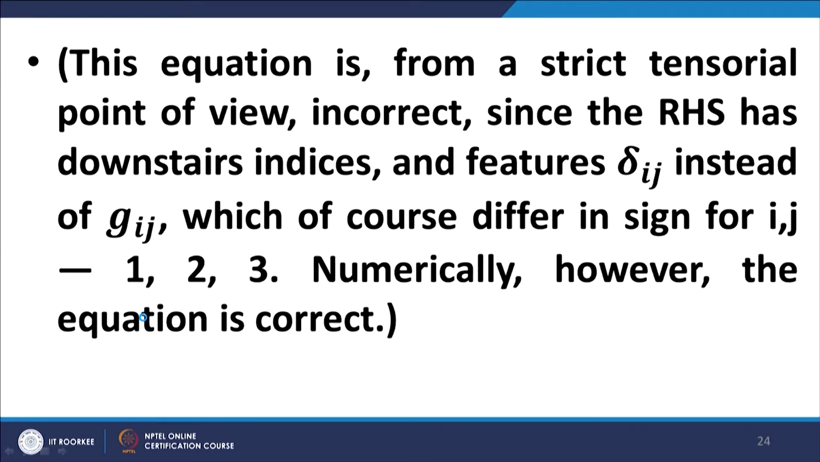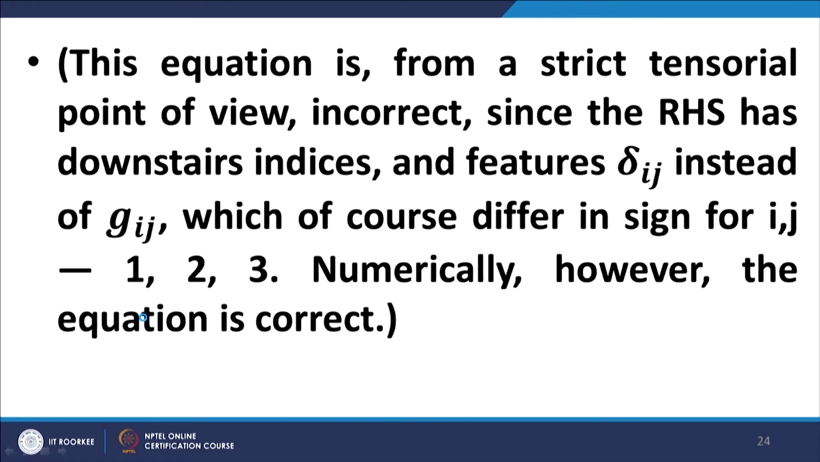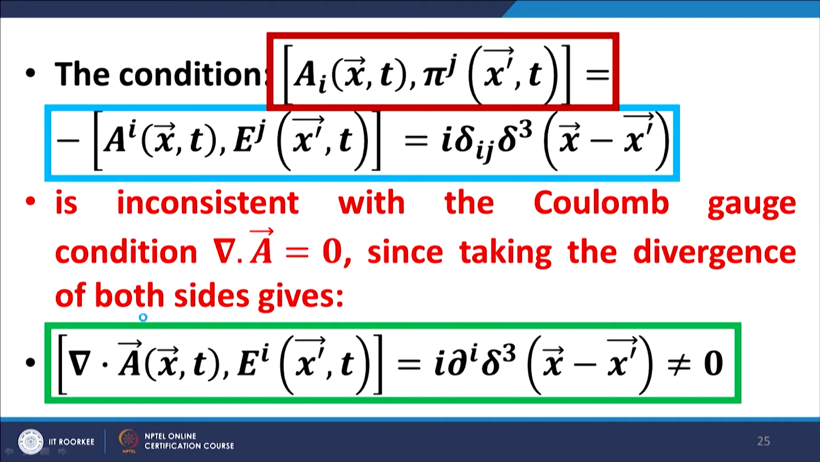Although there is a small problem here, in the sense that if you look at the second commutator, the i and j indices are upstairs, whereas on the right hand side of the equation the i and j indices are downstairs. And secondly, the appearance of delta ij instead of the flat metric eta ij or g ij also makes it relativistically incorrect, but numerically of course it turns out to be correct.